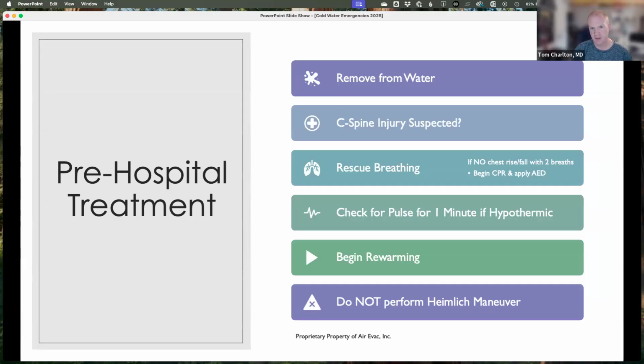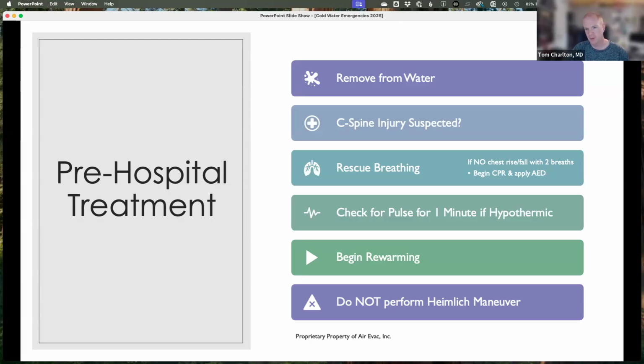We then have to ask ourselves, is a C-spine injury suspected? If it is, we probably ought to put this patient in a collar and get them out of the water. But we don't want to let that C-spine injury distract from our need to get an airway. So if we have somebody that needs to be intubated and we're not able to do that with a collar in place, remove the collar, get the airway established, put the collar back on. That way we can facilitate getting that airway going.